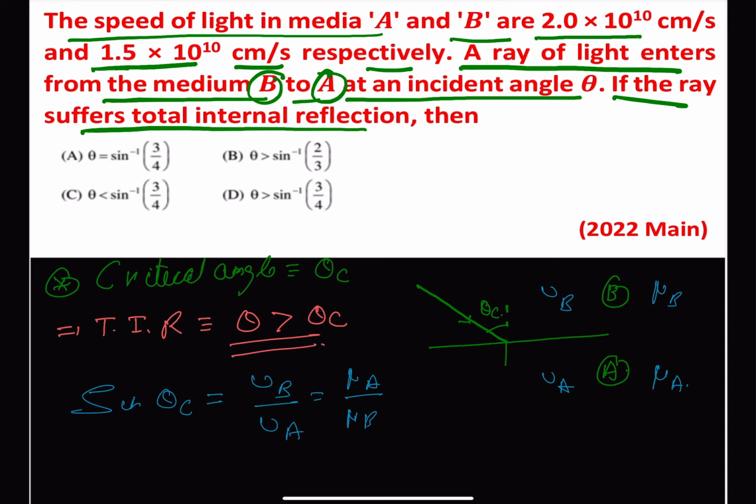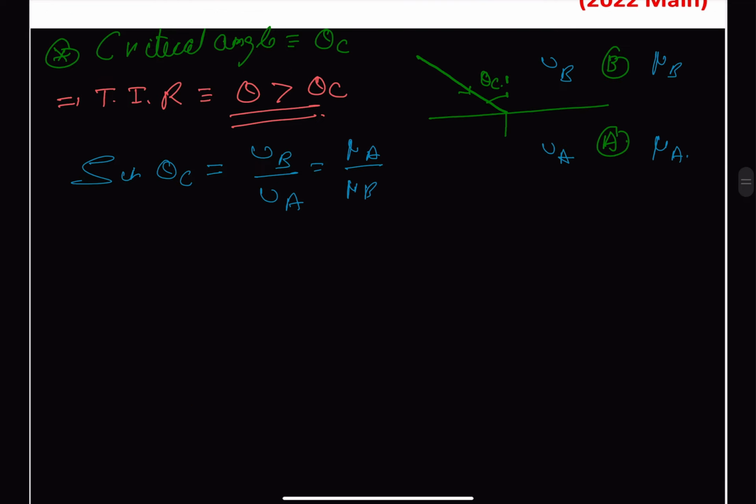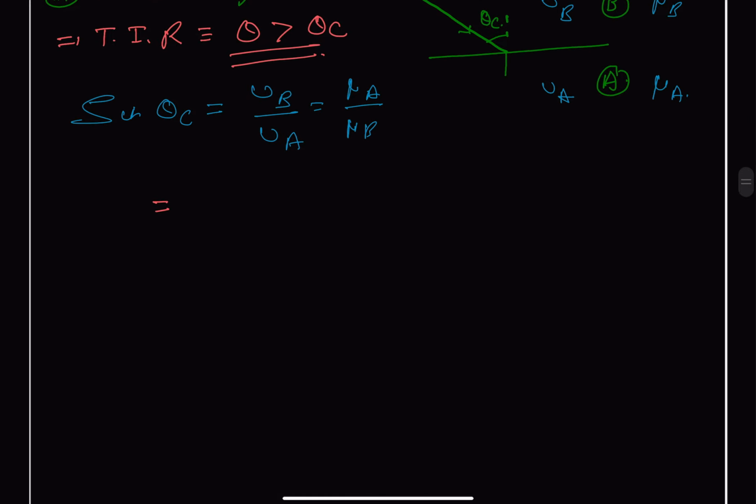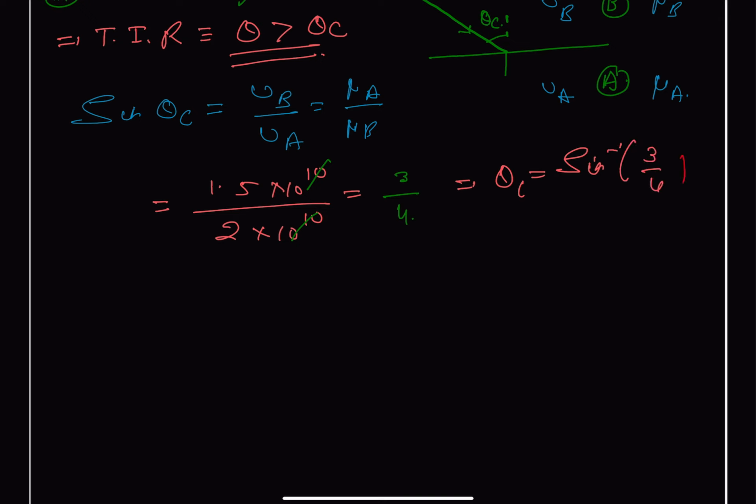So we substitute the values. VB is given to us as 1.5 × 10^10 and VA is 2 × 10^10. The powers of 10 cancel, so this becomes 15 by 20, and 15 by 20 can be written as 3 by 4. Therefore, we get theta C equal to sine inverse of 3 by 4.